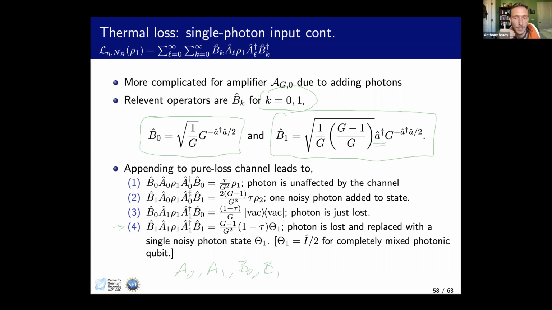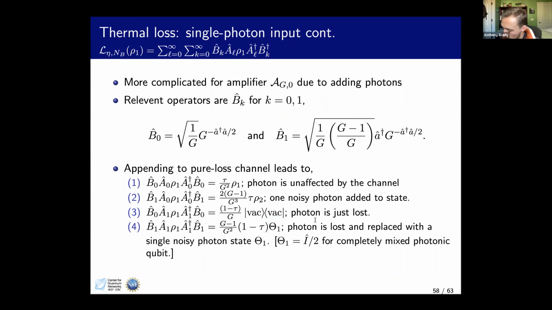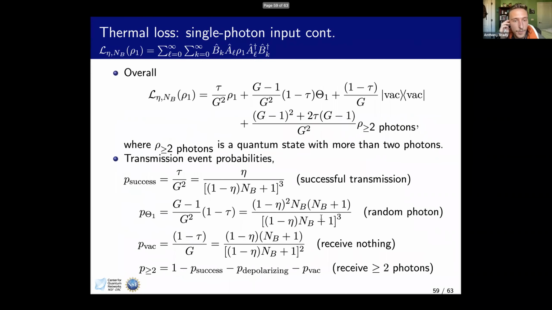So the photon that you input is lost, but now the amplifier part adds a photon. So in that case, the photon is lost and then replaced with a single noisy photon state, which is coming from your background channel. So this is actually related to the NB number of photons. Okay, so for a single photonic qubit, this could be a completely mixed state in the single photon subspace in the dual rail qubit basis. Okay, next slide, please. So those are your possibilities.